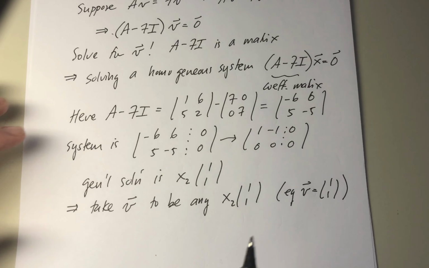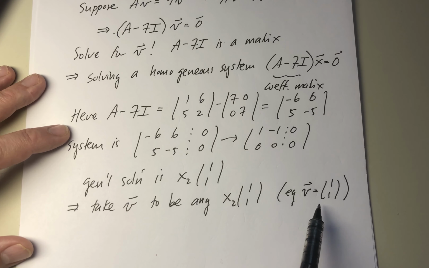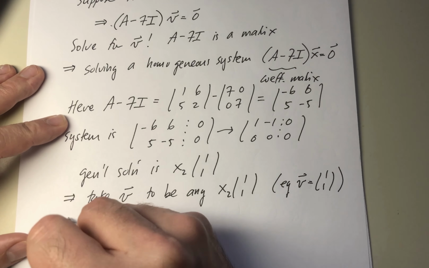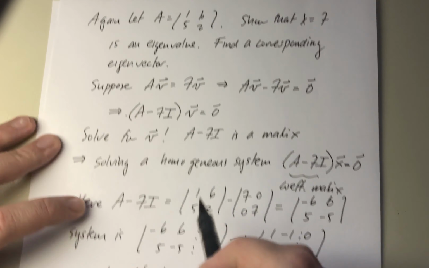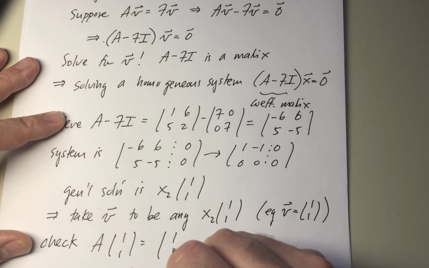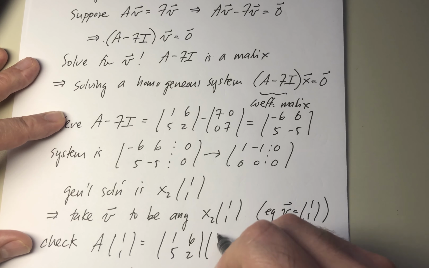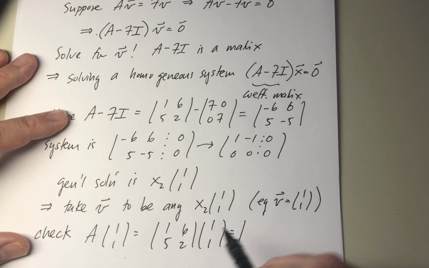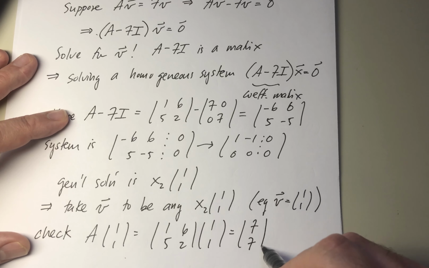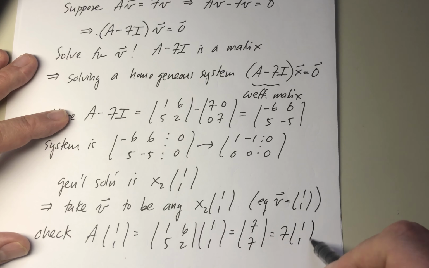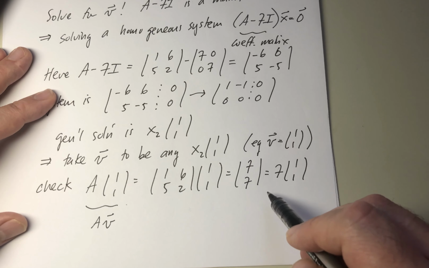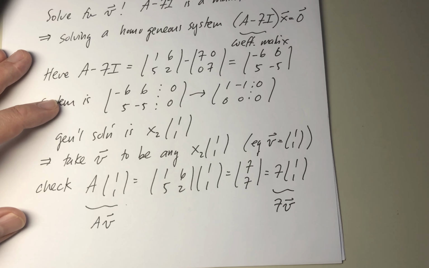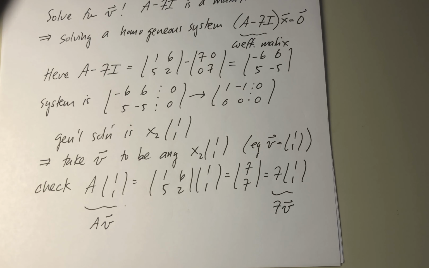And maybe just to finish off here, we can now check that that's going to work. In other words, let's check that if I take A times (1, 1), well, remember, A was 1, 5, 6, 2, times (1, 1). What do I get here? I get 1 plus 6 is 7, 5 plus 2 is 7. So indeed, that's 7 times (1, 1). So what this is saying is A times v equals 7 times v. We got what we wanted. We got an eigenvector with eigenvalue 7.